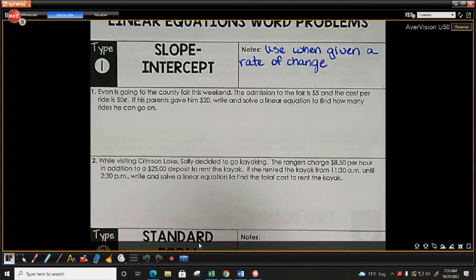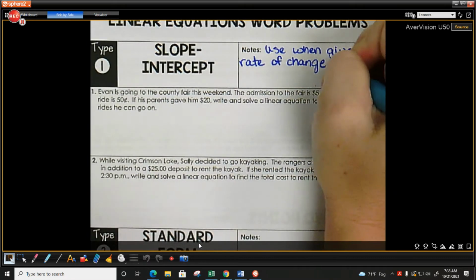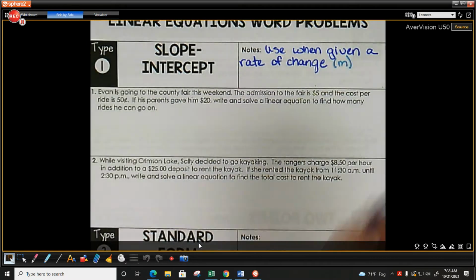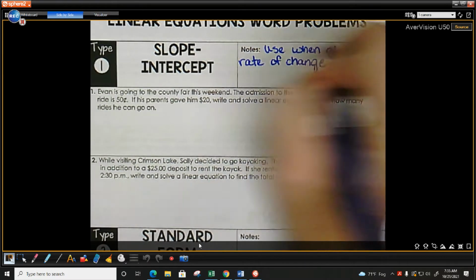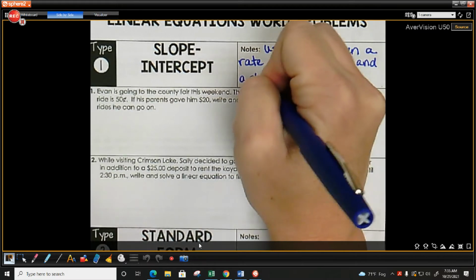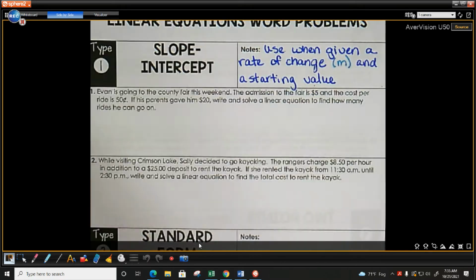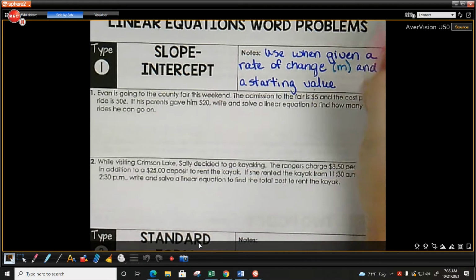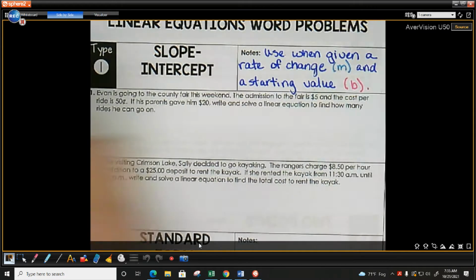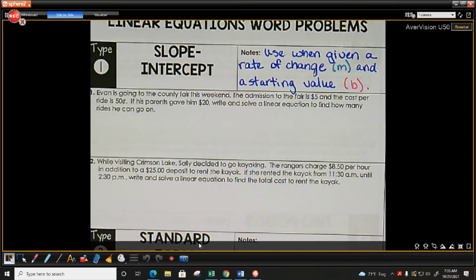What's a synonym for rate of change, guys? Somebody said it. Slope. So our M. And a starting value. What do you think would be a synonym for a starting value? Your y-intercept, or your b. So you can only write your equations from word problems in slope-intercept form if you have the rate and if you have a starting value.